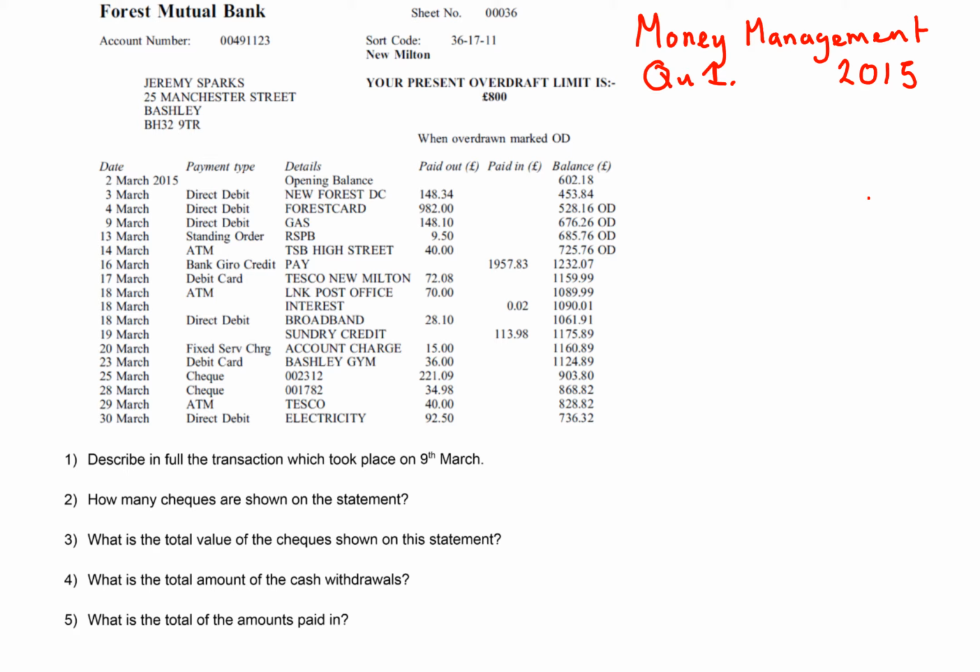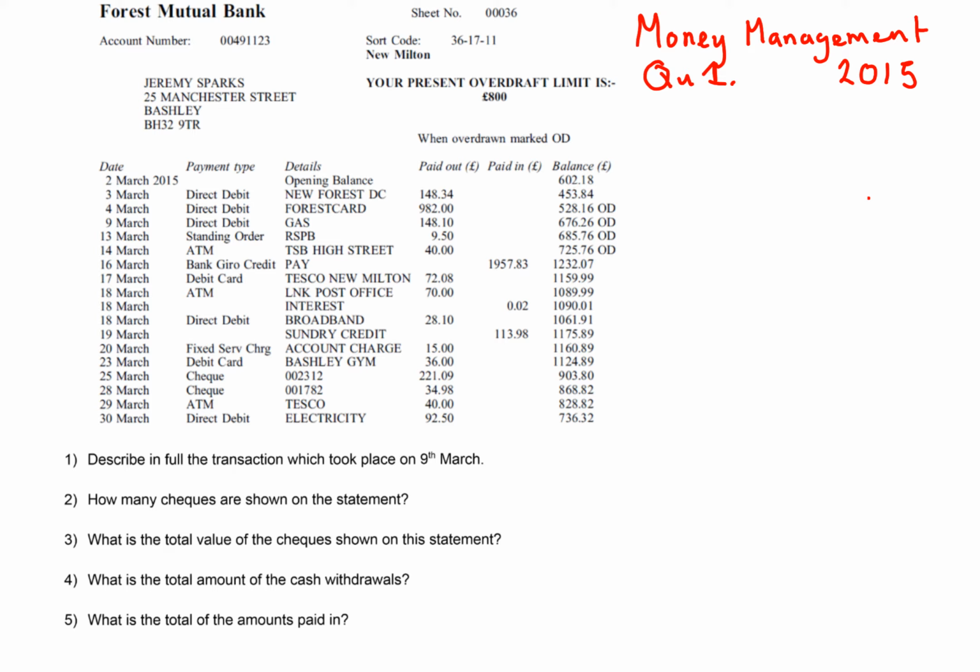Another thing I need to mention is the overdraft limit, which is £800. And whenever you are overdrawn, it shows you by the OD at the side of the statement. So make sure you know that. Another thing I need to point out is the statement starts off with what we call the opening balance, which is £602.18. Now this is what you have started off with. This is in your account on March the 5th.